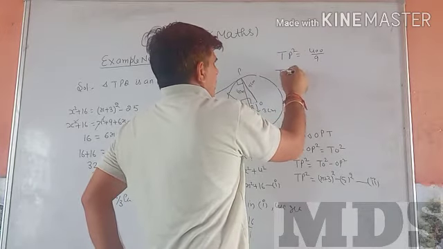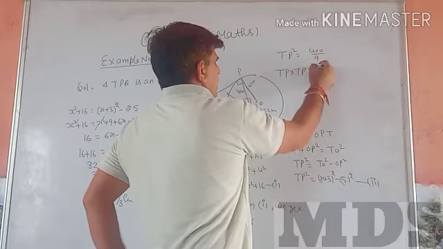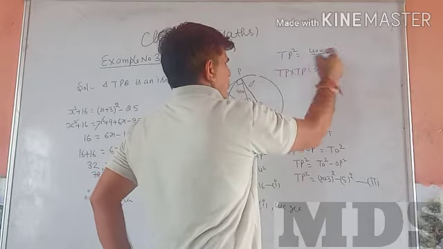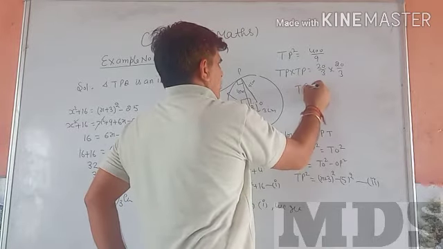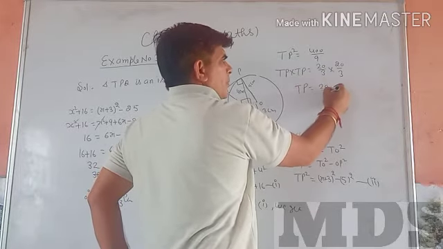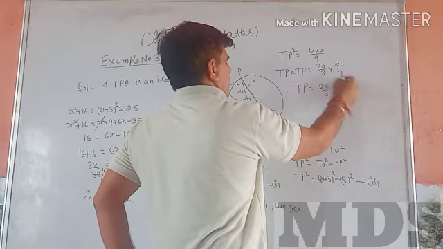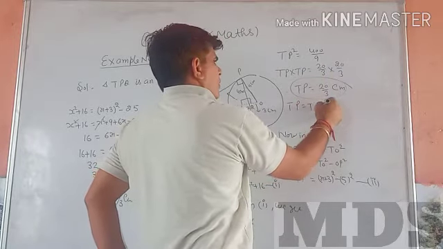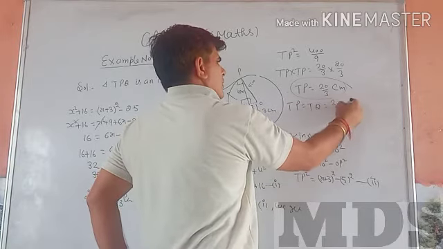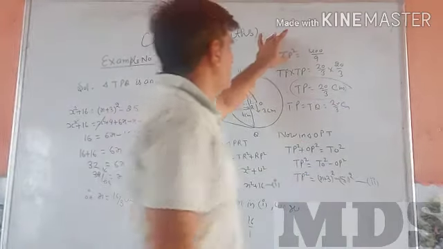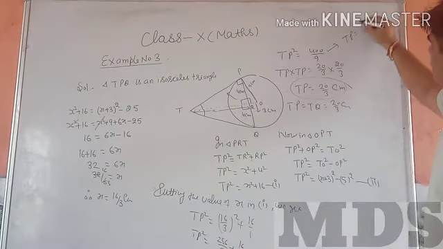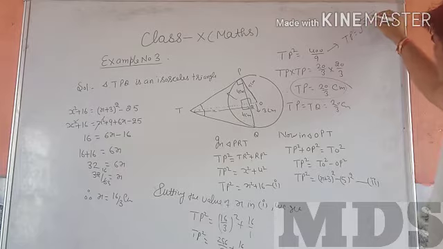So TP into TP, we can write 20 by 3 into 20 by 3. Therefore TP equals 20 by 3. If meter is given then meter, if centimeter is given then centimeter. So TP is equal to 20 by 3 centimeters. Here you can do it like this also, no problem. TP equals under the root 20 into 20 by 3 into 3.